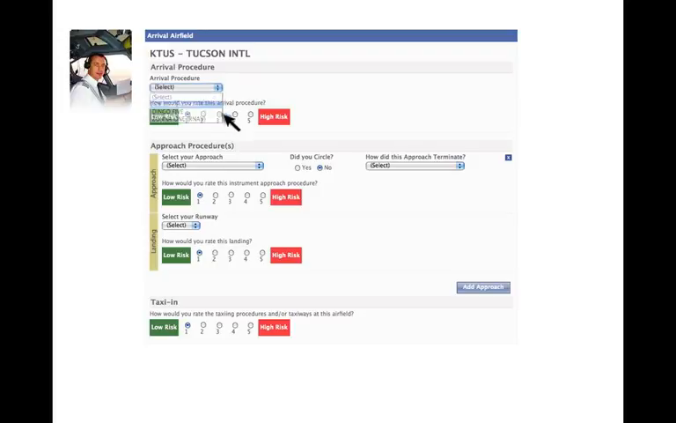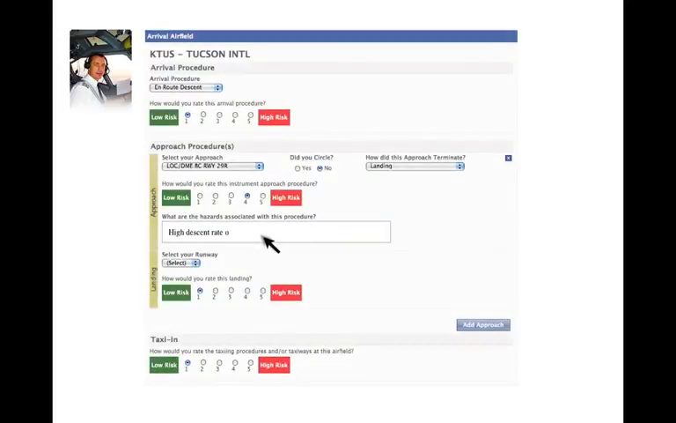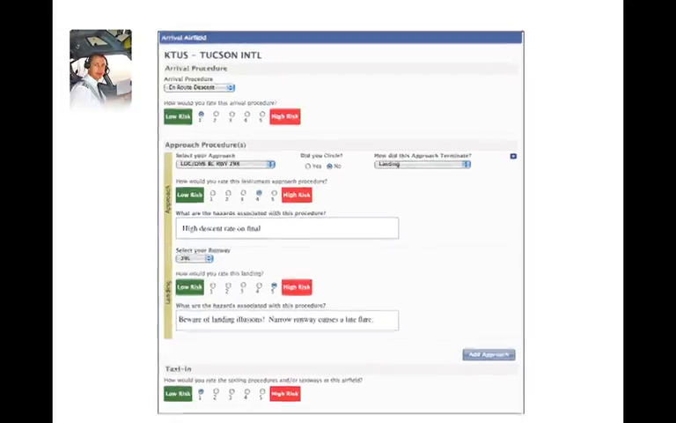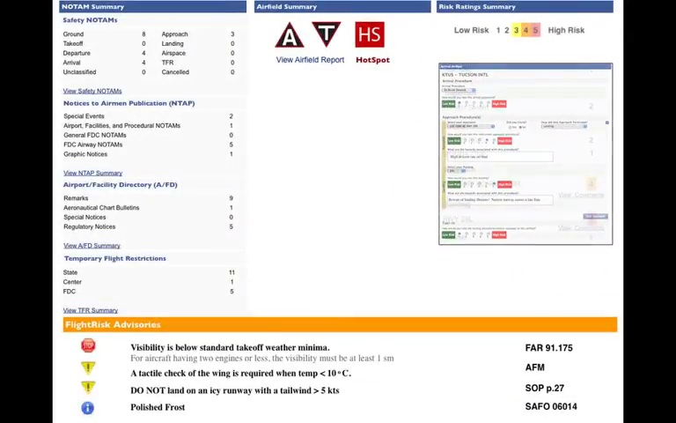It's very easy to use. You simply use the drop-down boxes to select the applicable procedure, then rate the risk on a scale of 1 to 5, 1 being low risk, 5 being high risk. You can also add comments to help other pilots understand the hazards. This information is then incorporated into the flight risk assessment.